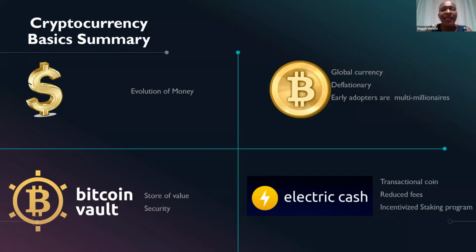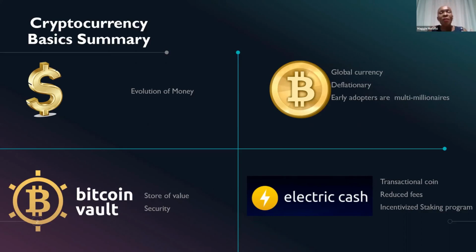What is staking? Staking is the ability for you to store your coins for a certain period. And when you do that, they give you incentives for that. What are the incentives? The first one is that you are going to get more coins. Based on what you staked, you get more Electric Cash coins.